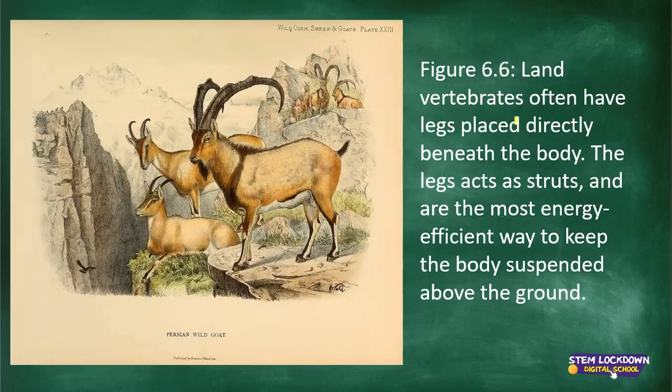Look here, the land vertebrates often have legs placed directly beneath. That's why the four-legged animals have their legs there. Even elephants, you see how big they are. An elephant wouldn't survive on two legs. How would it even move? How would it carry all that weight? But because of the forelegs, it gets that support that is needed on all sides. Then it can exist nicely. The legs are placed directly beneath the body. The legs act as struts, and they are the most energy efficient way to keep the body suspended above the ground. With the animals, the body is suspended above the ground and the legs are down there.